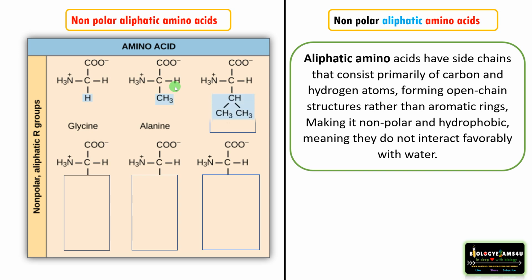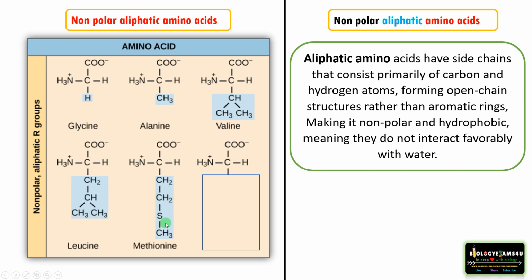The next in the list is valine, which has a branch chain structure, a longer branch chain structure compared to alanine. This is also non-polar. The next one is leucine. Leucine is similar to valine but with a longer branch chain, as you see here. The next one is methionine. Methionine is unique as it has a sulfur atom in its side chain, as you see here, but still considered as non-polar due to its largely non-reactive nature. And the final one is isoleucine, another branch chain amino acid which is also non-polar.